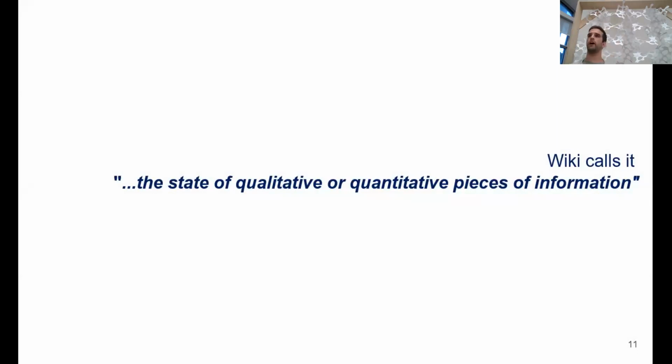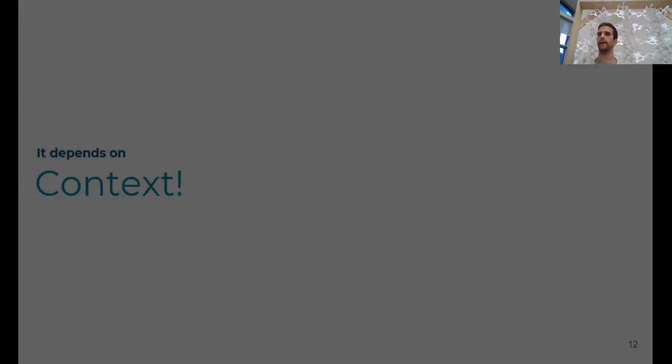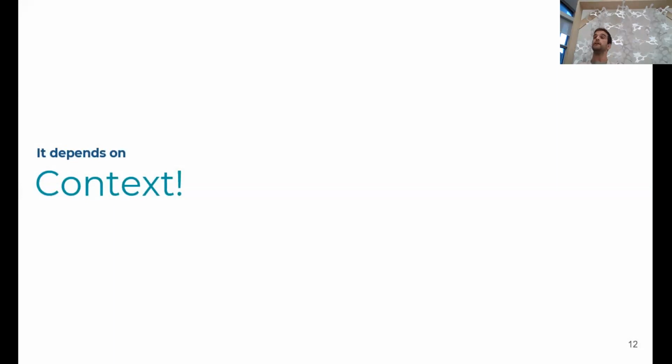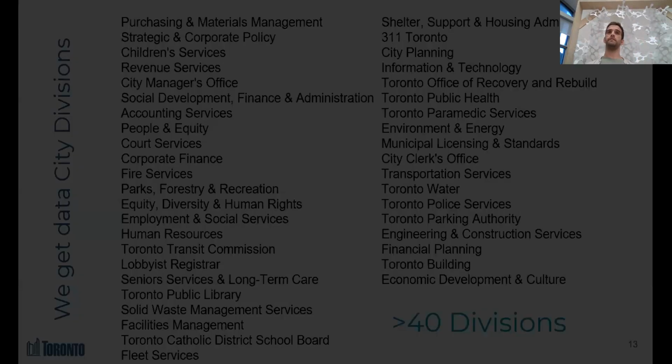Now, before we got into this, we Googled what a data quality score was, and Wiki gave us this garbage definition: the state of qualitative or quantitative pieces of information, which is useless. So we sat and we thought about it, and we realized that the answer to what a data quality score is for us is going to depend on context. And this is where things start to get a little more contentful, because the context of the open data portal for the city of Toronto is this.